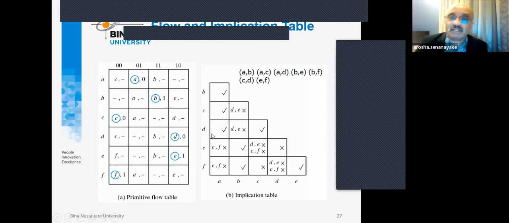So, for example, the implication table is drawn like this: B, C, D, E, F, because we want to compare the first row with the second one. Likewise, in the horizontal direction we have A, B, C, D, and in the vertical direction we have B, C, D, F, because we compare the first row with the subsequent rows, one row with the other.